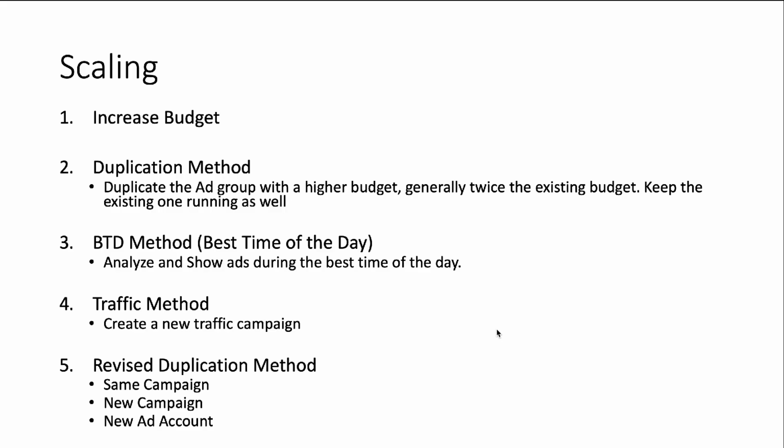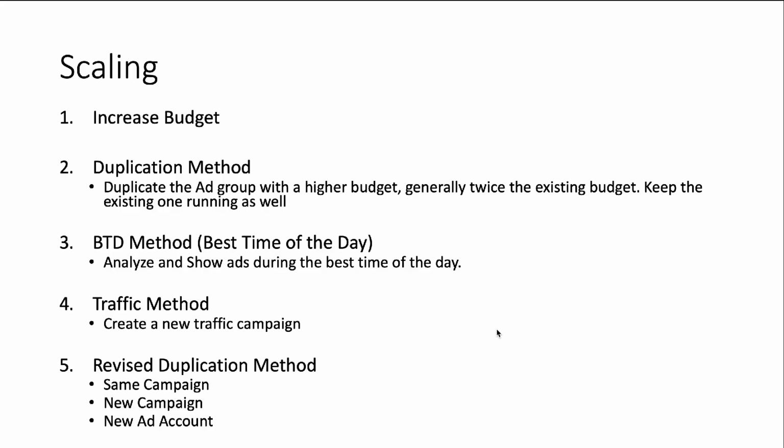The fifth one is revised duplication method. In this one, you do the exact same thing as we did in the duplication method. However, here you do three different things. One is you create a copy in the same campaign. Second is you create a copy of the same ad group in a new campaign. And the third one is you run the same campaign, the same ads in a new ad account altogether. So create a new TikTok ad account, create a new campaign, a new ad group, everything same, and run it over there. This helps TikTok to identify different pockets of audience in your same interest category, and that's how you end up scaling.